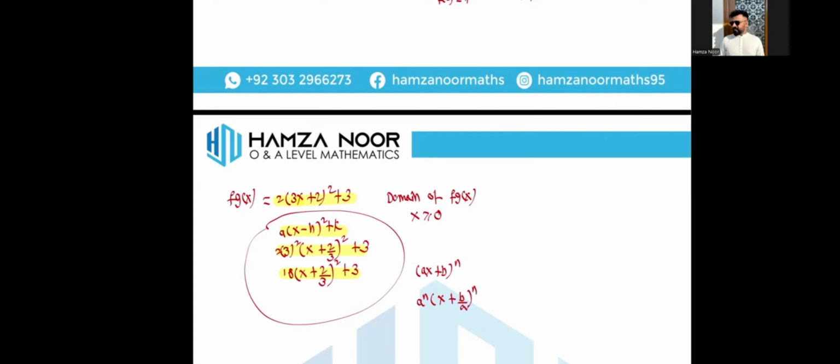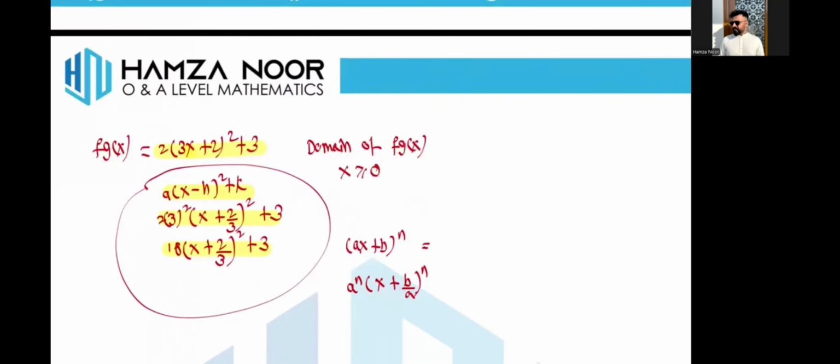Even if you do not remember this step, what you can do over here is use the rules of indices. You can perform one additional step over here as well. If you take a as common, you are left with x plus b over a inside, and this complete whole thing is raised to the power of n, meaning the power n is on a as well, and it is on the expression x plus b over a as well.